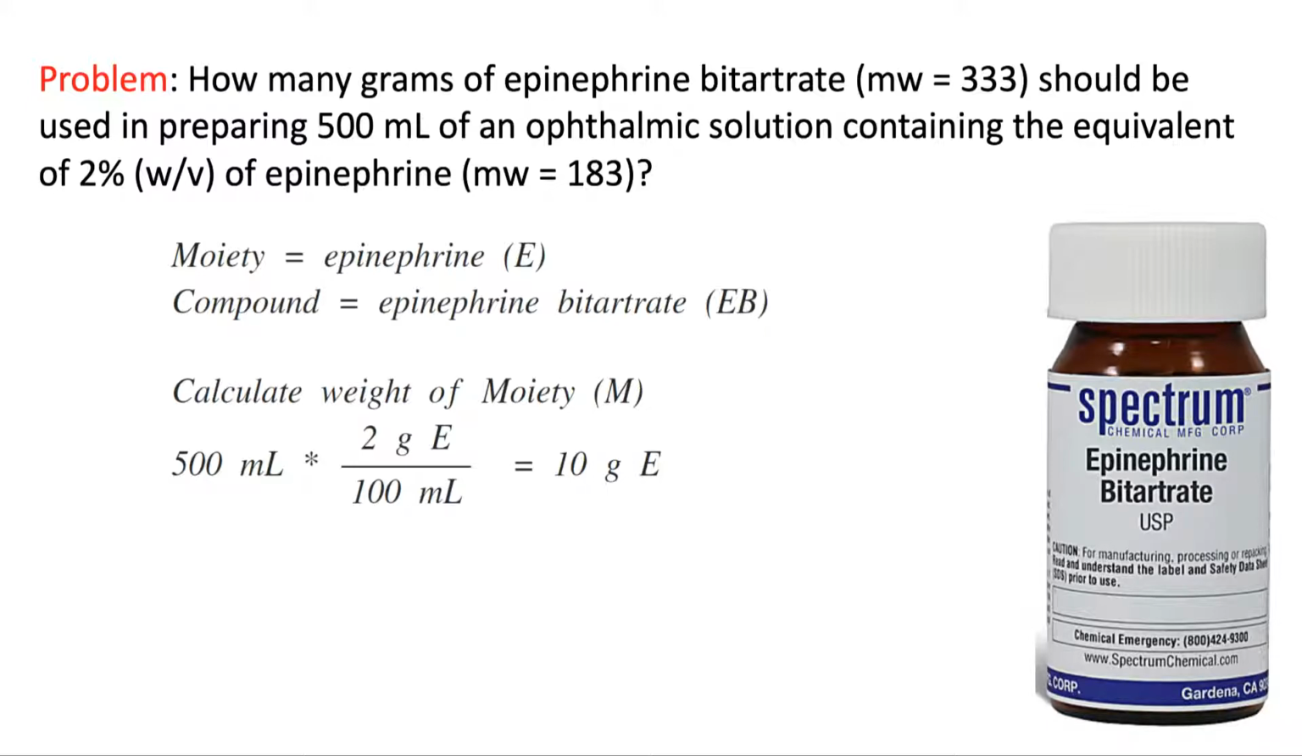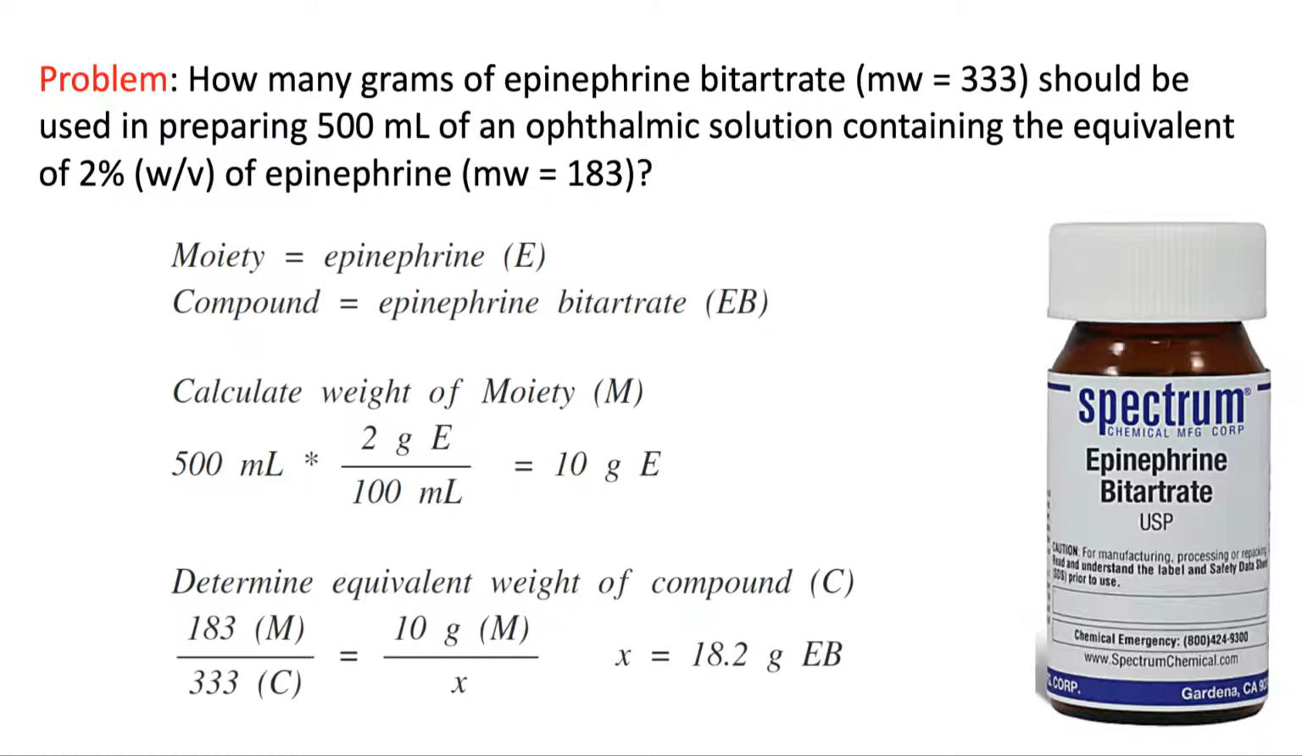All right. So now all we need to do is to determine the equivalent weight of the compound epinephrine bitartrate. To do that, let's set up our ratio of moiety over compound. So the formula weight of our moiety, again, epinephrine, is 183. And let's set that over the molecular weight of the compound, which we said was epinephrine bitartrate, which had a molecular weight of 333.